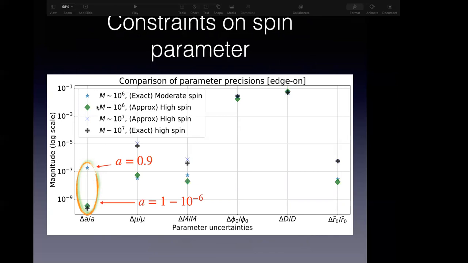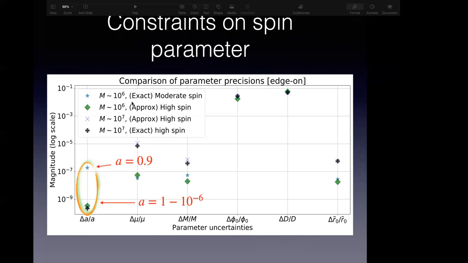Now, in this situation, I was considering inspirals of, say, a 10 solar mass black hole falling into a 10 to the 6 solar mass black hole, or a 10 solar mass black hole falling into a 10 to the 7 solar mass black hole. But you can see that when they're near extreme, you get very tight constraints. And the rest of the parameters are fairly weakly affected. This is what you would see for just standard moderately spinning black holes. It's the spin parameter precision that is very, very affected.